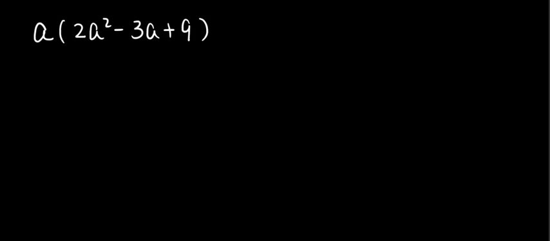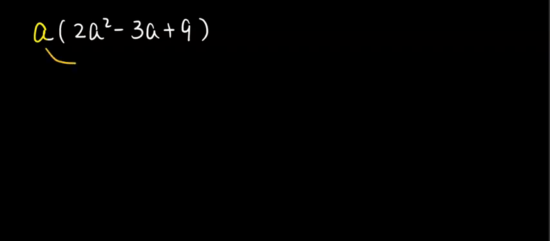The first example is we're going to use a monomial to multiply a polynomial. To be more specific, 3 terms. So this is a trinomial. Alright, let's use distributive method.